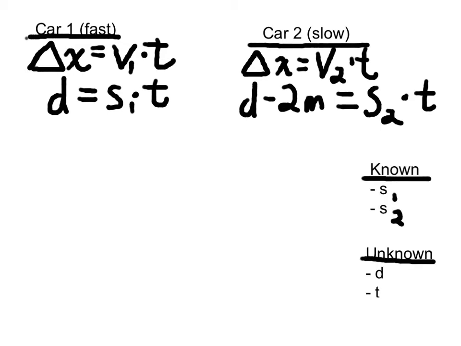So let's talk about things we know and don't know. We know speed 1 and speed 2. We don't know the distance and the time. So we have two unknowns. There's a rule in math and physics that says for every unknown you must have one equation. So two unknowns requires two equations. Luckily, we have two equations. D equals S1 times T, D minus 2 m equals S2 times T. So now we need to do what's called simultaneous solving of these two equations.